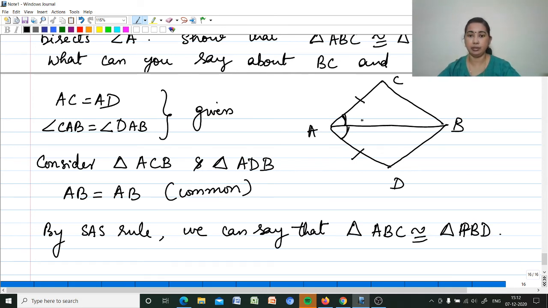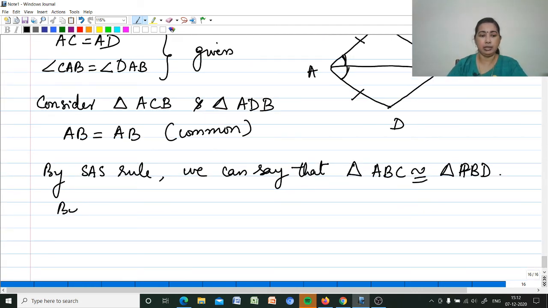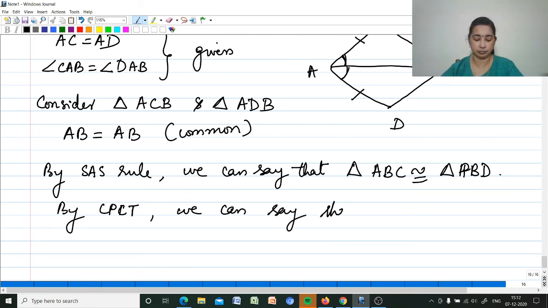Then what about the second question there? What can you say about BC and BD? If two triangles are congruent, then the remaining corresponding parts of congruent triangles are also equal. Therefore, by CPCT we can say that BC and BD are the same. What do we mean by CPCT? Corresponding parts of congruent triangles. So, by CPCT we can say that BC is equal to BD.